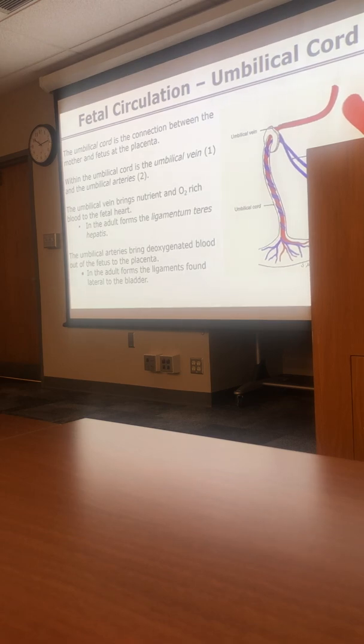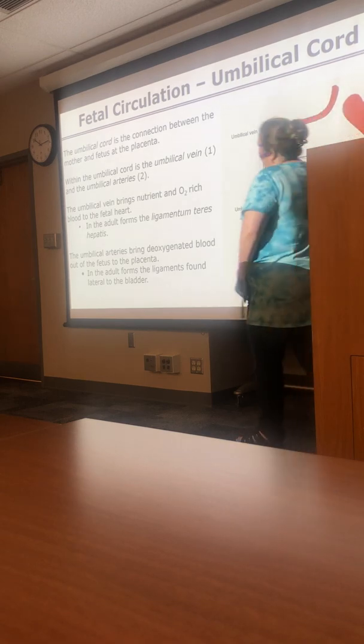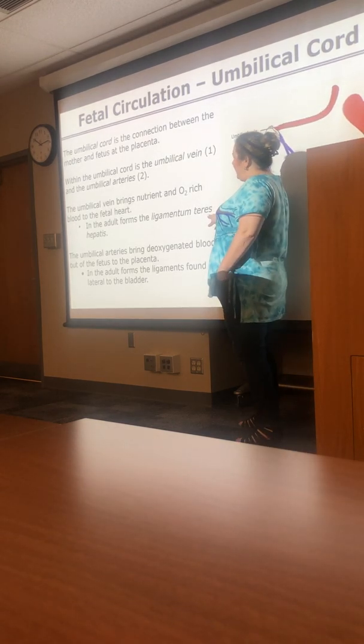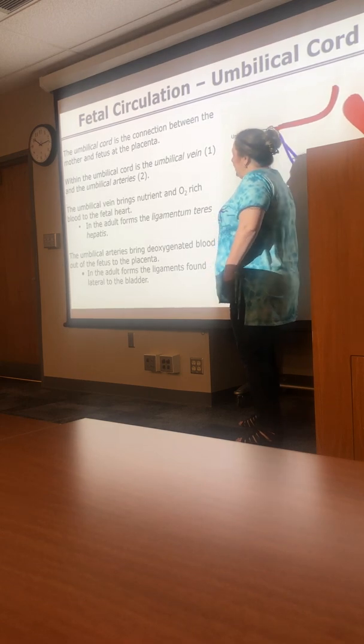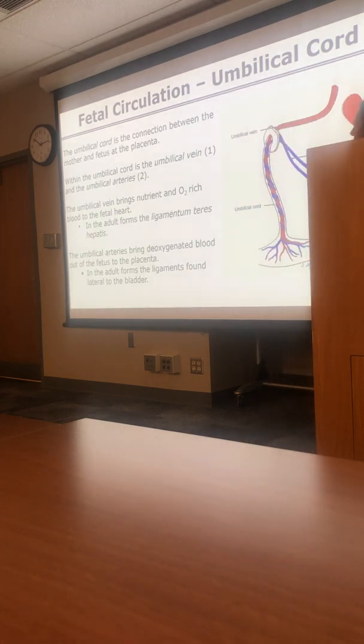If you were looking for the umbilical vein in the adult, it forms the ligamentum teres hepatis. It's going to be a ligament associated with the liver. We've talked about that one before. And in the adult, the umbilical arteries will close down and form ligaments lateral to the bladder. So the bladder would sit right here in between these two that then close down.